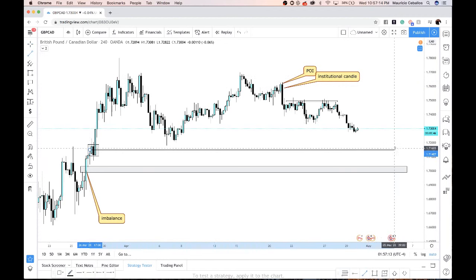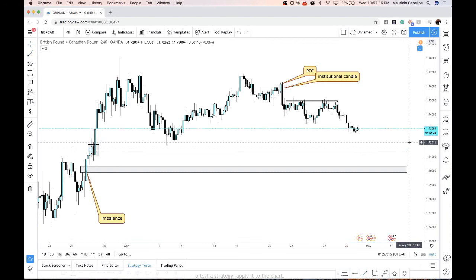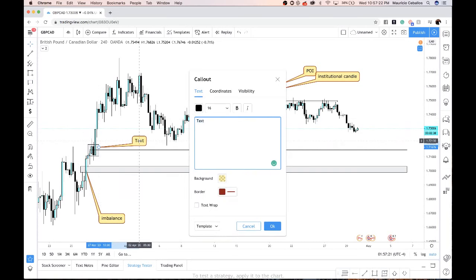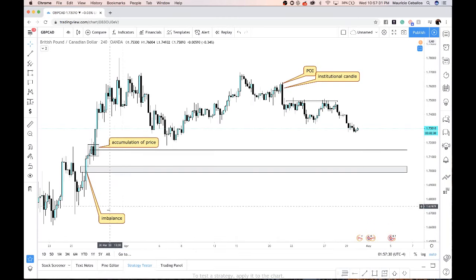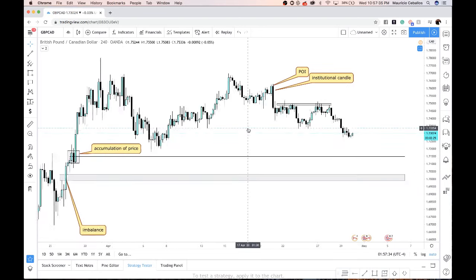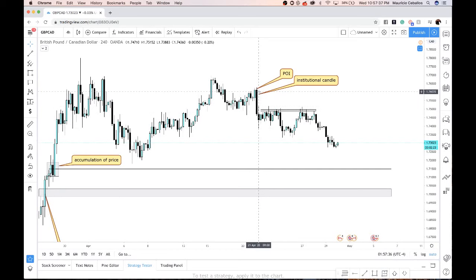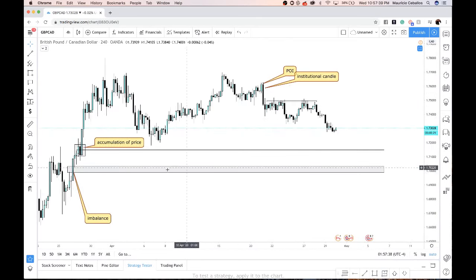So now what I did right now, I set myself targets. I have imbalance. This is a potential target, and I have what? Accumulation of price. So those are areas of the market that I'm going to go ahead and look for: imbalance and accumulation of price for market to go into. Now over here, I have an institutional candle. So I have two targets to the bottom and one target to the top.